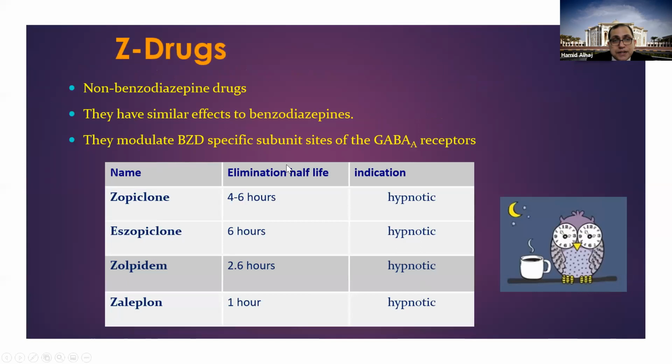And then we've got the Z drugs. These are non-benzodiazepine drugs, but they have very similar effects to benzodiazepines because they modulate the benzodiazepine-specific subunit sites of the GABA A receptors. And we've got a number of them: zopiclone, S-zopiclone, zolpidem, and zaleplone. As you can see, the half-life is generally short, which is always good for a hypnotic, because you don't want someone next day to complain of hangover effects.